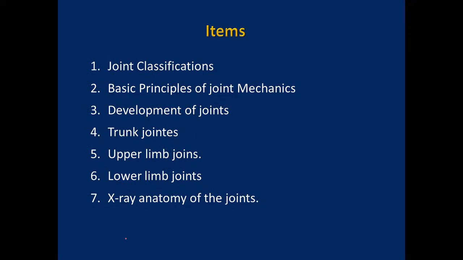Today we have 6 items. We will study the most common principles of the joints, their classification, etc. And also we will study only trunk joints today. In the next lecture we will study upper limb joints and lower limb joints, with the X-ray anatomy of these bone combinations.